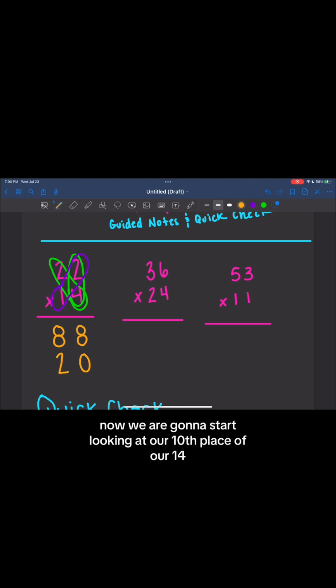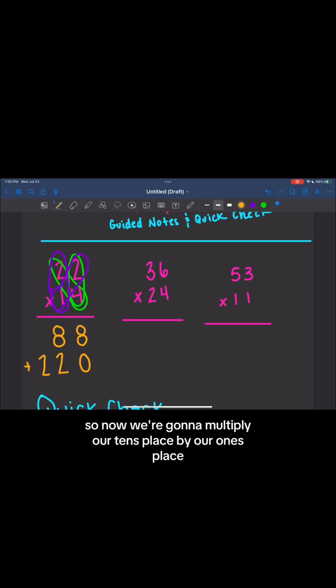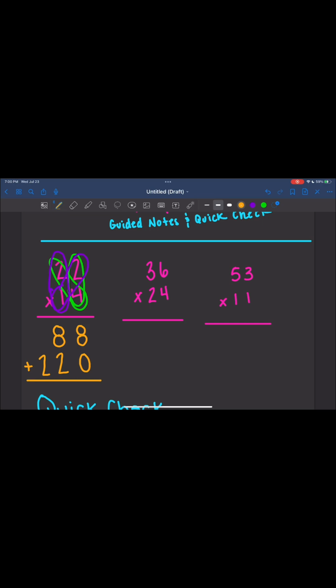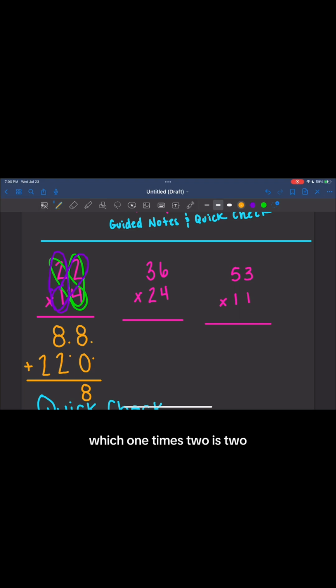Now we are going to start looking at our tens place of our 14, but first we're always going to put a 0, which is our placeholder. That 0 is always important, so make sure you do that. Now we multiply our tens place by our ones place, which is 1 times 2 is 2. Then we multiply our tens place by our tens place, which is 1 times 2 is 2.